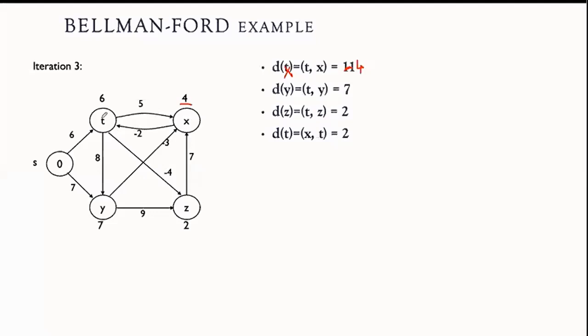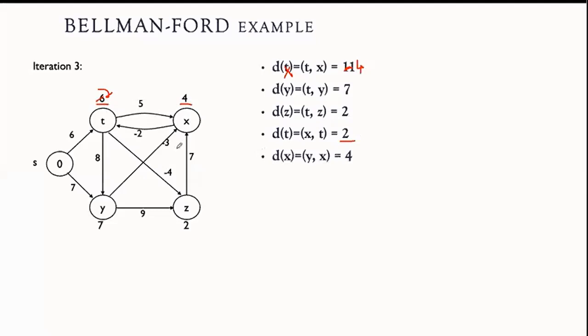Next, x to t. Earlier distance was 6. Now x to t means 4 minus 2, which is less than 6. So the distance of t will be updated to 2, which is less than 6. So instead of 6, we will write 2.